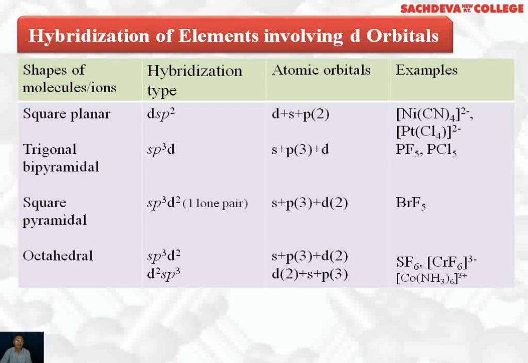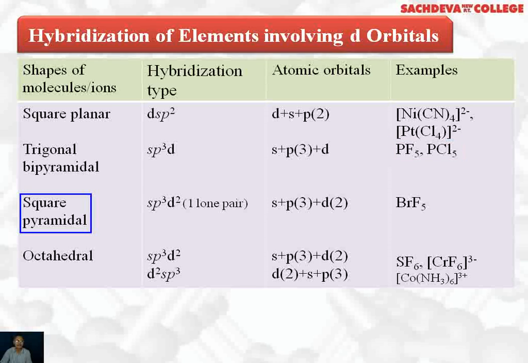Two examples are given here: [Ni(CN)4] 2 minus is the charge, and [PtCl4] 2 minus is the charge. And these complexes you will be studying in class 12th. Trigonal bipyramidal shape is there in sp3d hybridization. Here 1 s, 3 p and 1 d orbital take part in it. Examples are PF5 and PCl5.